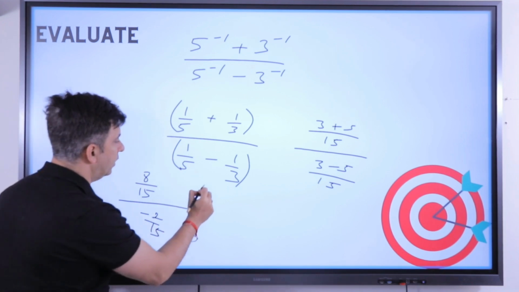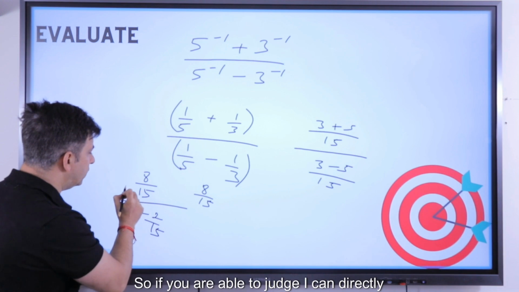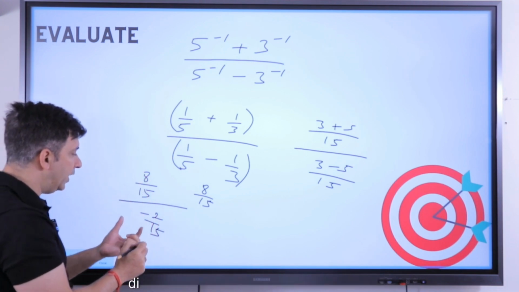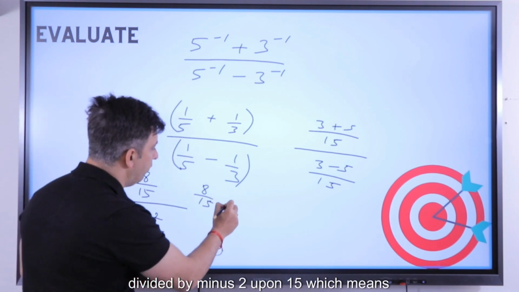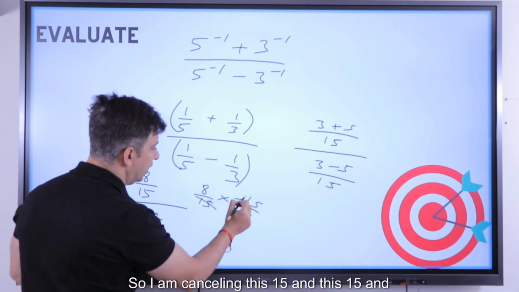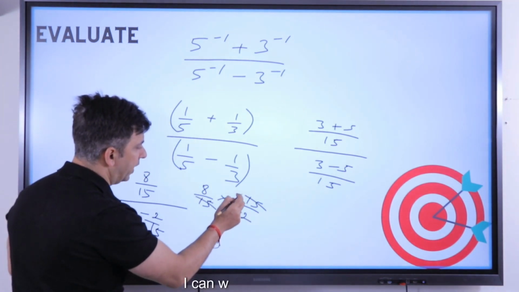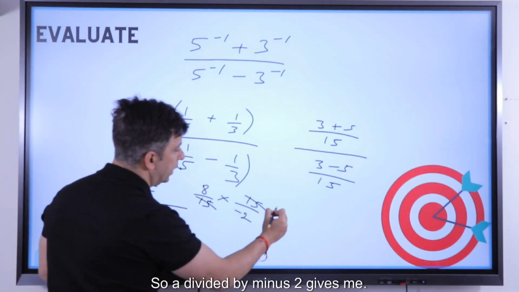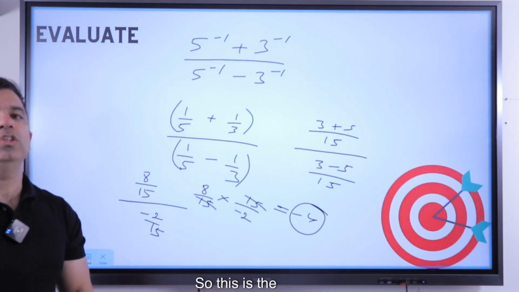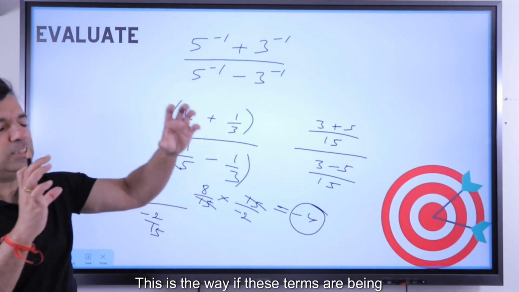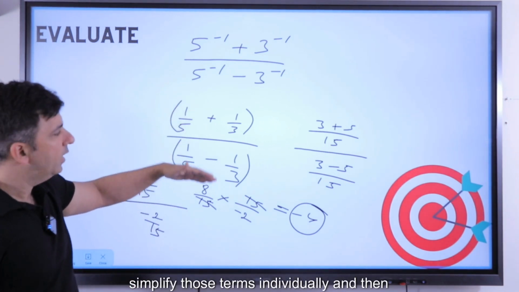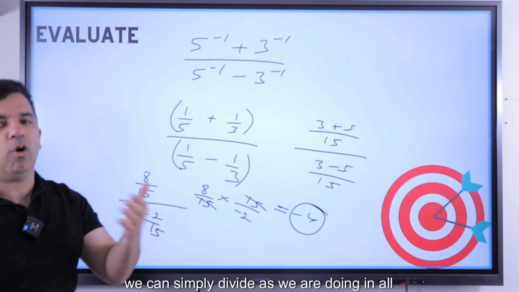So if you are able to judge, I can directly cancel this 15 and this 15. Otherwise, I can write this as 8 upon 15 divided by minus 2 upon 15, which means multiplied by minus 15 by 2. So I am cancelling this 15 and this 15, and 8 divided by minus 2 gives me minus 4 as the answer. So this is the sense. This is the way, if these terms are being added or subtracted, then we can simplify those terms individually and then we can simply divide as we are doing in all the other questions.